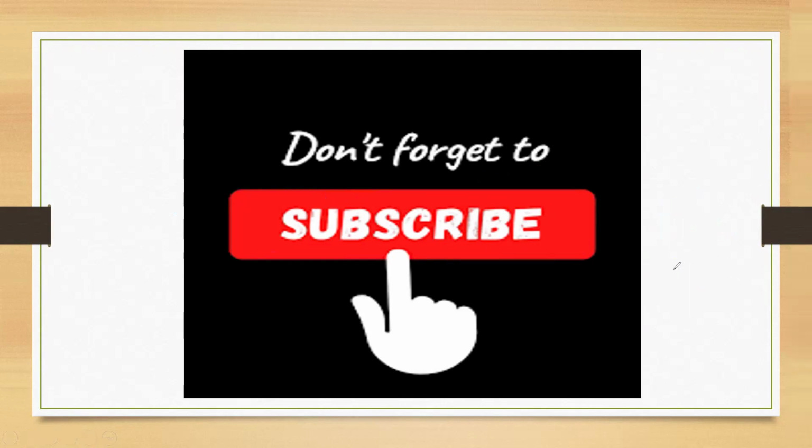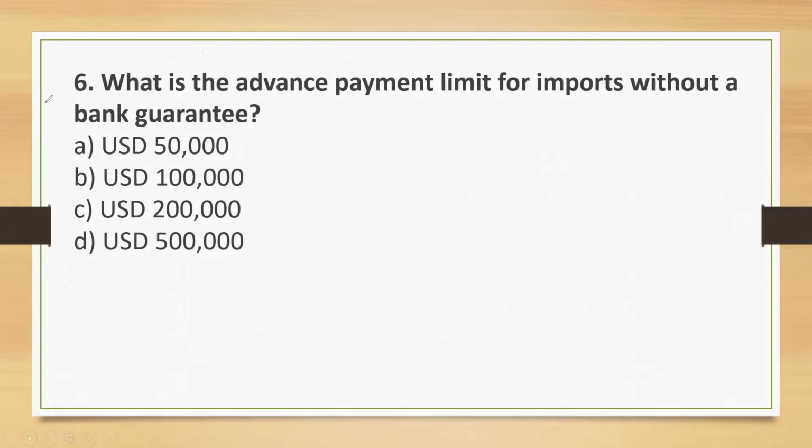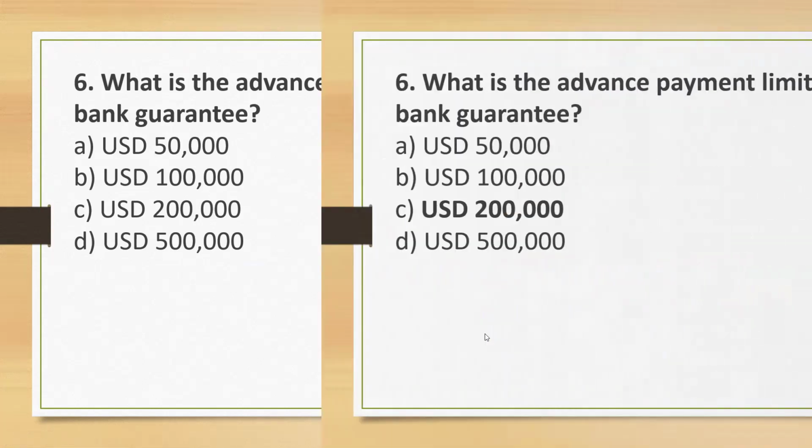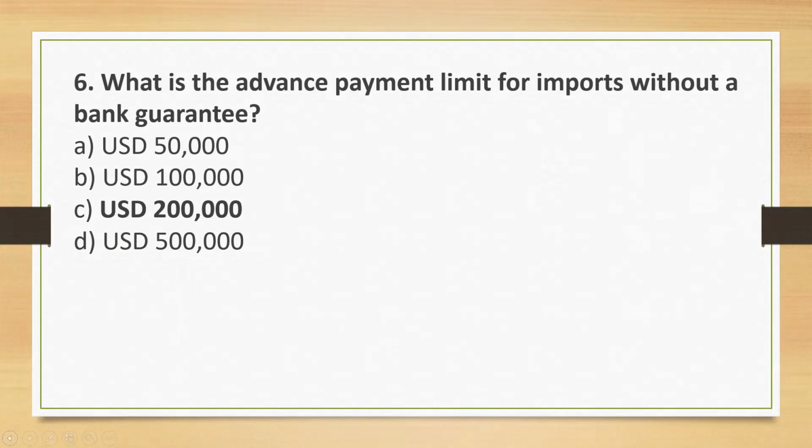Okay, so let's see the next question. Question number 6. What is the advance payment limit for imports without a bank guarantee? So without a bank guarantee, what is the limit? Our options are $50,000, $1 lakh, $2 lakh, $5 lakh. Let's see the correct answer. Right answer is $2 lakh. So up to $2 lakh, the advance payment can be sent without a bank guarantee. If the amount exceeds 2 lakh, then a bank guarantee will be required.